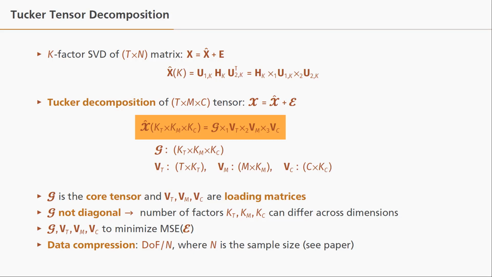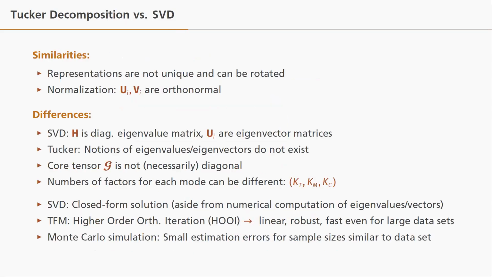Can the elements of G be viewed as generalized singular values? No. There are no singular values or vectors for tensors. That notion doesn't exist. So there are no eigenvectors or eigenvalues for tensors. So data compression, if I have time, I can talk about it too. You can essentially count the number of free parameters and then look at the data compression compared to the sample size. So similarities to the SVD, you can rotate both, so it's not unique.